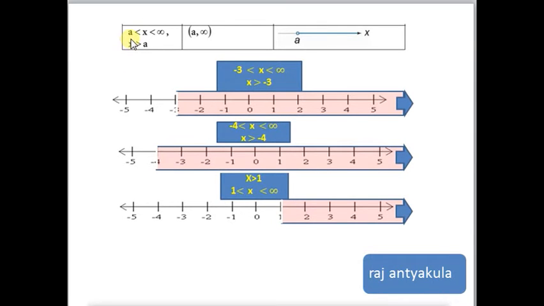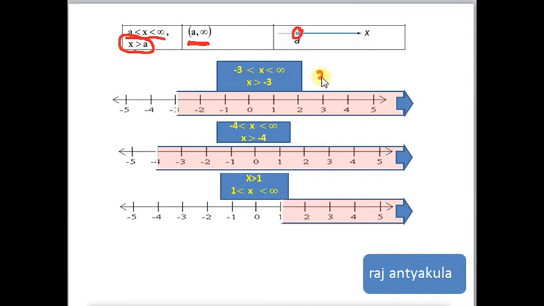See here another inequality. A less than x less than infinity. Here the equal to symbol is not there, so we are writing an open bracket. It means a won't be there, but it can take any value greater than a. So this can also be written as x is greater than a.